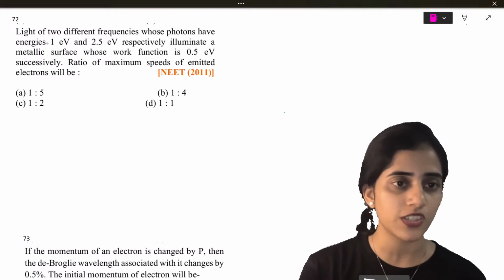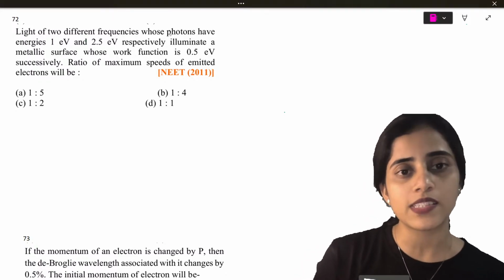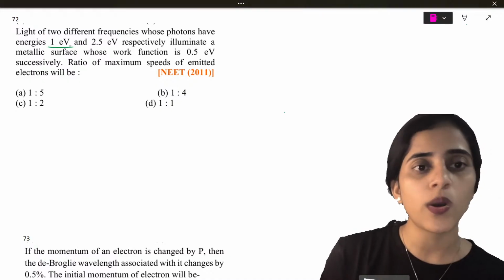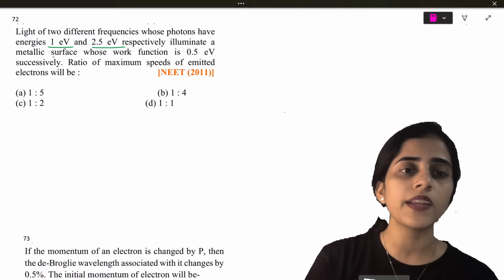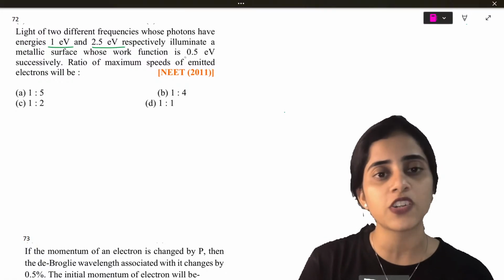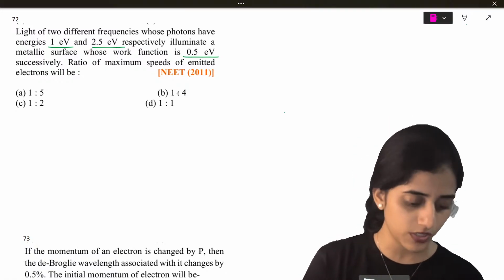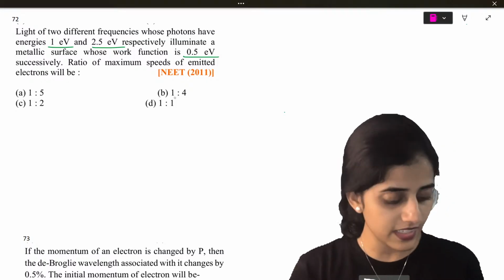Let's do the next question. Light of two different frequencies whose photons have energies 1 electron volt and 2.5 electron volt respectively illuminate a metallic surface whose work function is 0.5 electron volt. Okay, it's an easy question.